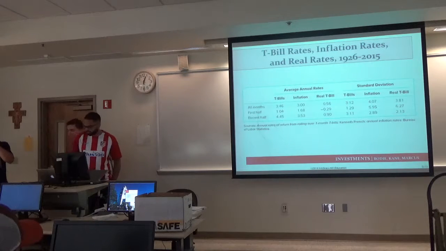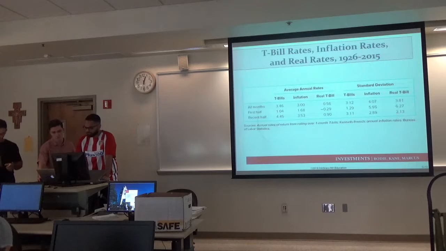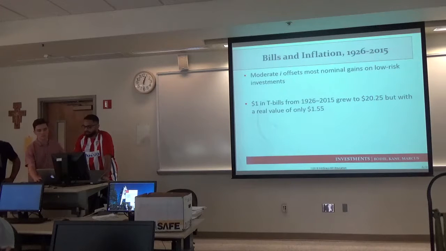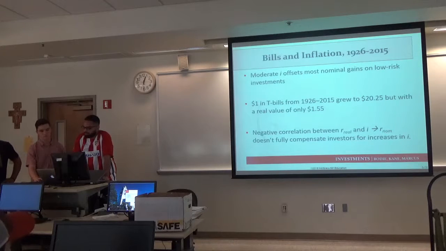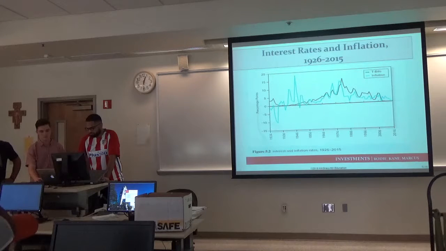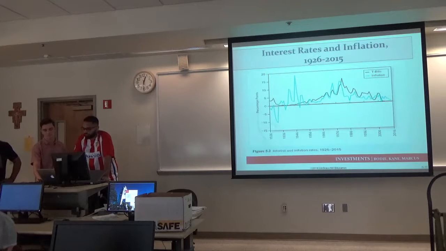This chart shows the relationship between the T-bill rates, inflation rates, and real rates from 1926 to 2015. Even moderate inflation offsets most nominal gains on low-risk investments. For example, a $1 investment in T-bills grew to $20.25 over 89 years, but it only had a real value of $1.55. This shows a negative correlation between real interest rates and nominal interest rates, but it doesn't fully compensate investors for it. This graph shows us both the T-bills and inflation rates starting in 1926 and ending in 2015.